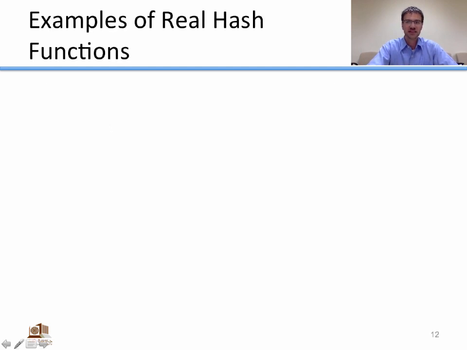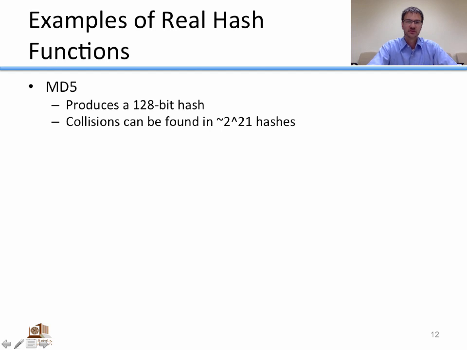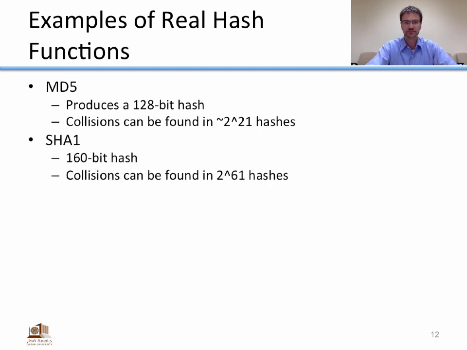Okay, so let's talk about some examples of real hash functions. So the first one I want to talk about is called MD5. And MD5 produces a 128-bit hash, but MD5 has some mathematical weaknesses that smart cryptographers have analyzed, and they found that they can actually find collisions, so break collision resistance, in only storing about 2 to the 21 hashes, which is significantly less than the 2 to the 64 that it would be in theory. So that's because they've analyzed the algorithm and found mathematical weaknesses in it.